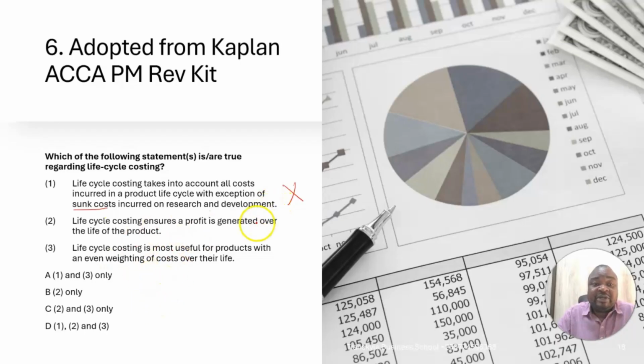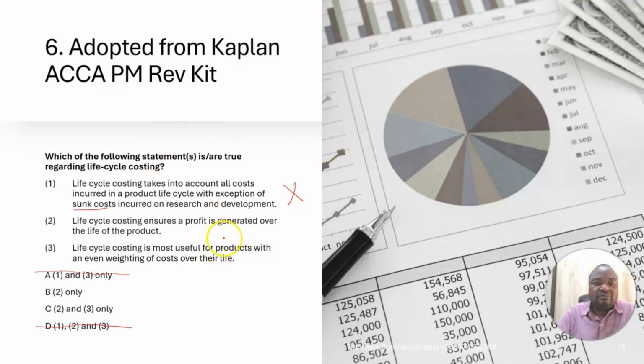So in an examination, anything with a 1 is incorrect. This one is incorrect. So let us move to 2. Life cycle costing ensures a profit is generated over the life of the product. That's the idea of life cycle costing. We want profitability throughout the life of the product. It might be impossible in year 1, in the initial stages, but the following stages should justify profitability, should give rise to profitability throughout the life of the product.